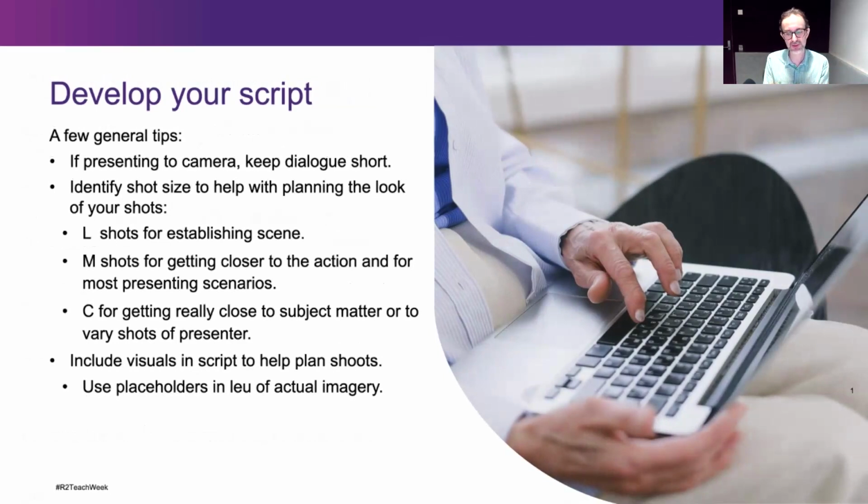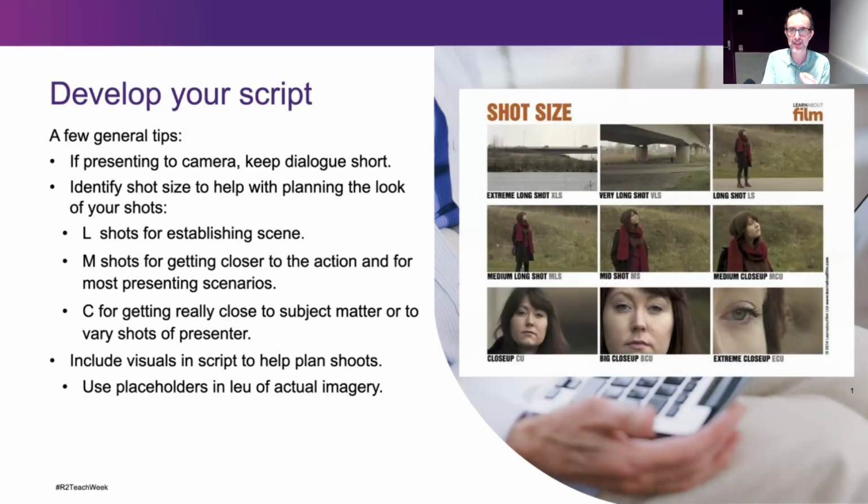It's also good, when you're developing your script, to have a think about what kind of shots you want to actually show. A real handy guide is this shot size guide. I think I was using this in uni myself. This image has been around for a long time. But essentially, this gives you an idea of the different kinds of shot types that you can write in your storyboard or your script.